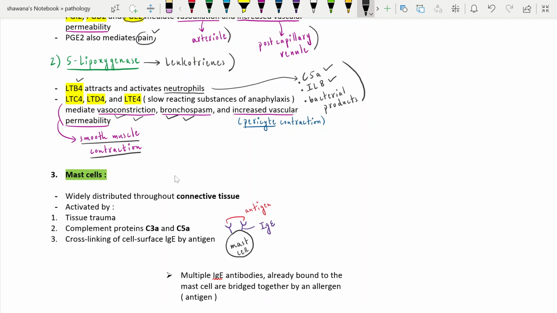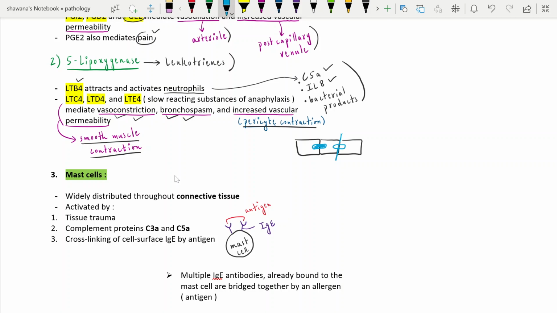Let me show you how. These are the endothelial cells of the capillary, right? And in between these endothelial cells are the pericytes. The pericytes also have contractile function. And when this pericyte, for example, is contracted, the space between these two cells is going to increase. So increased vascular permeability.